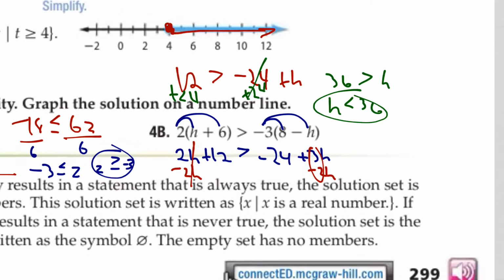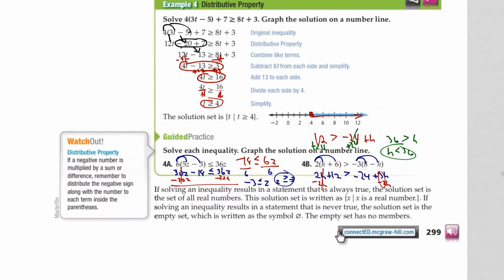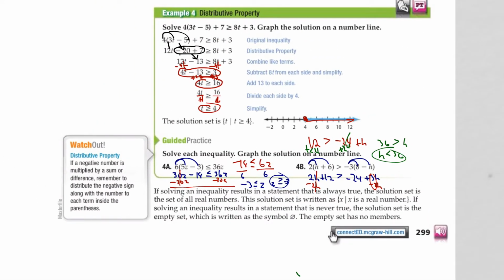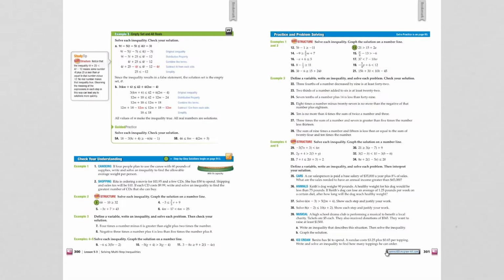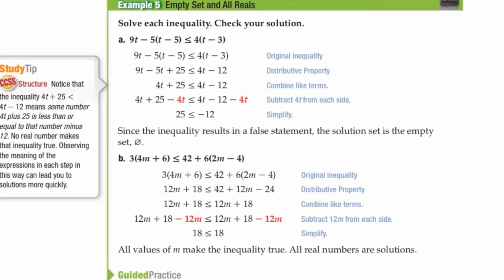See that? It's not that bad, guys. It's just solving for x. Alright. Let's see. The next problem or example is the same thing.